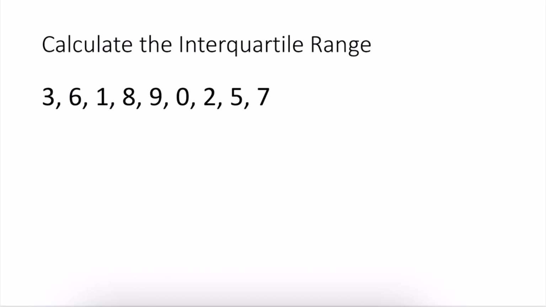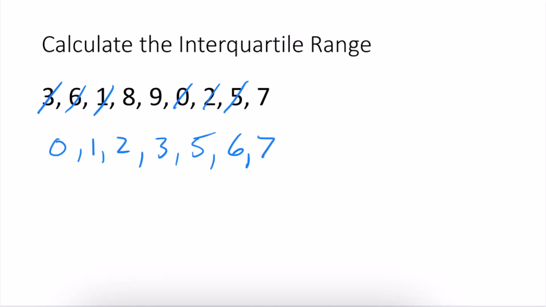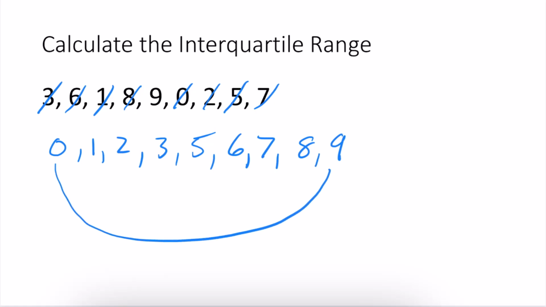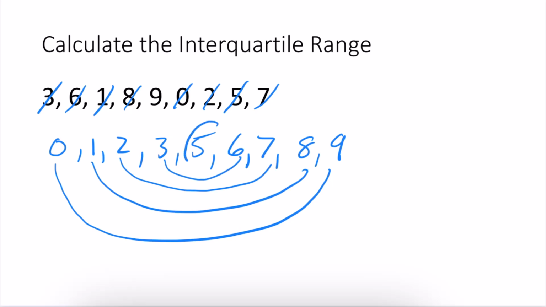So, for example, if I wanted to calculate the interquartile range for this data set, the first thing I'd want to do is list out the data set in order. So I have a 0, I have a 1, I have a 2, I have a 3, I have a 5, a 6, a 7, an 8, and a 9. And so if I want to find the center of my data set, I'll just kind of connect these outer ones till I get to the middle. And it looks like the median is going to be 5.